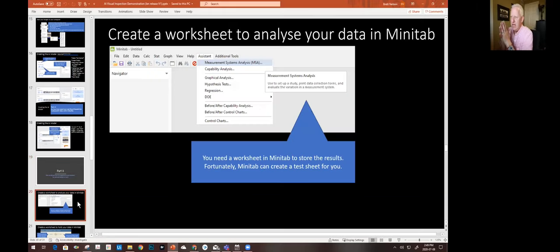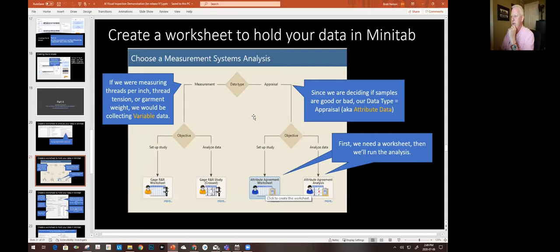So in Minitab, for this kind of a defect analysis, whether we're just choosing pass, fail, defect, or good, so that's considered to be an attribute analysis. So I would suggest using the assistant. It makes life easier with a newer Minitab. Under measurement systems analysis, and it'll come up with this choice. We're not doing a measurement, but an appraisal. Right? We're not measuring the defect. We're just appraising the piece of material and saying it's good or bad.